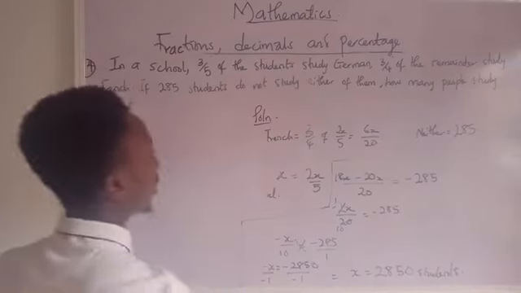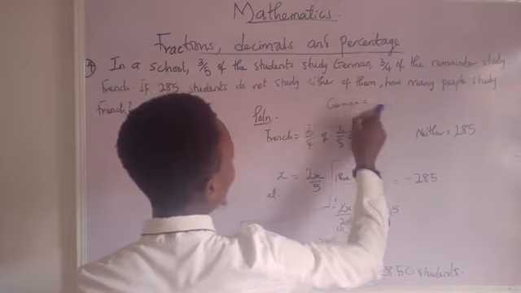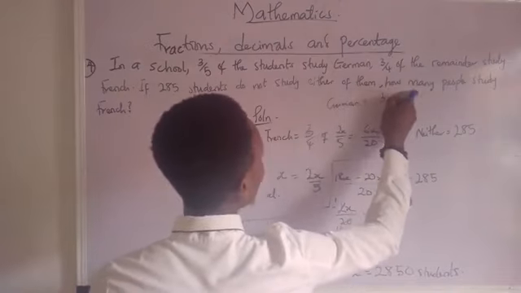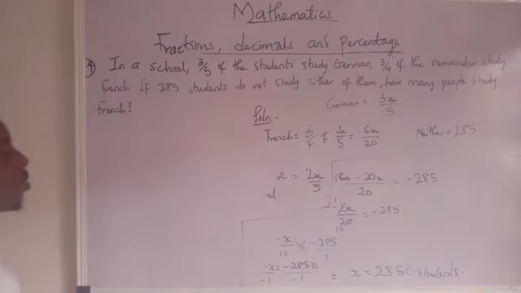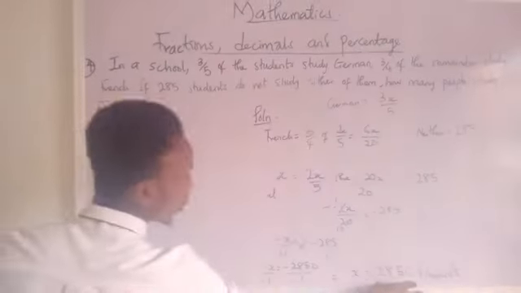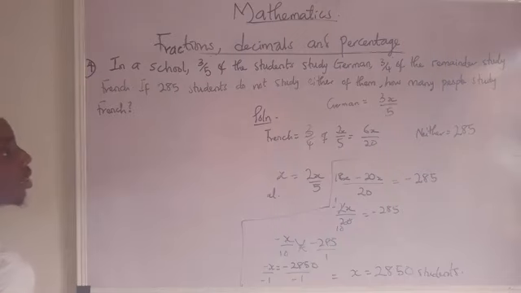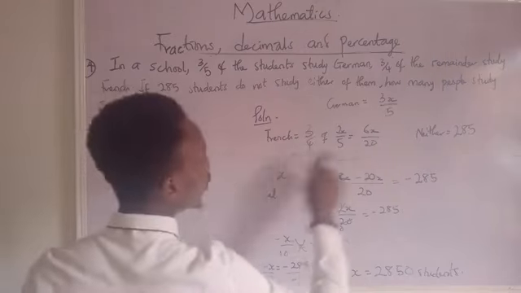Now remember, for those studying German, let me write it here again. It's actually 3x over 5, right? So now our x is 2,850. So the number of students studying German is this. The number of students studying French is this.